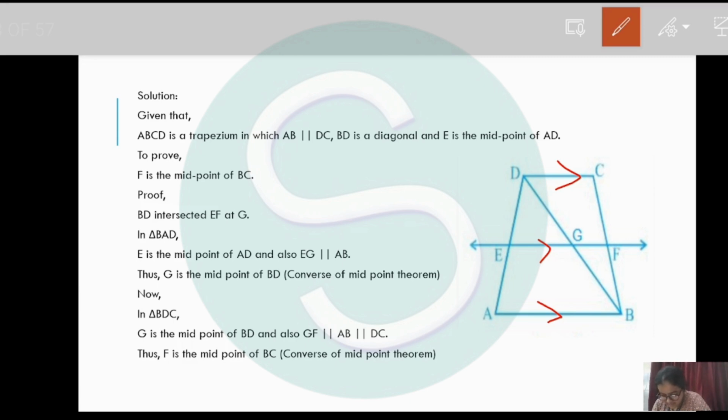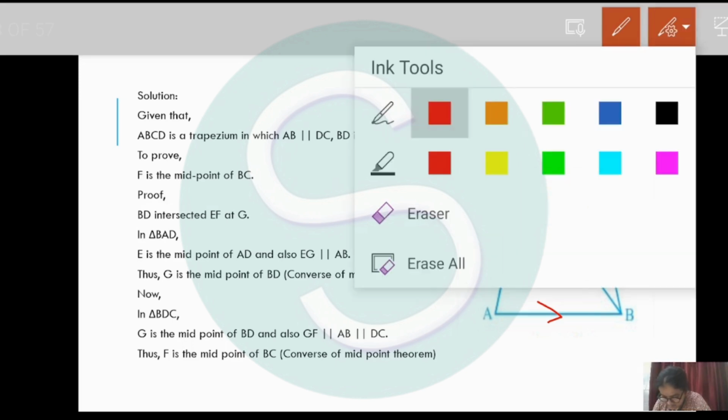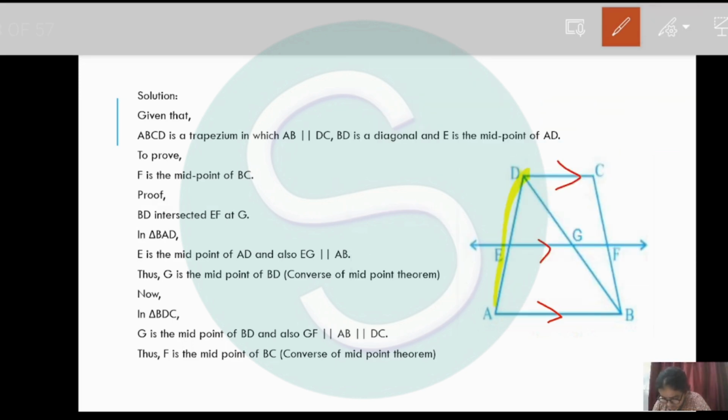So firstly we will consider triangle BAD. So in triangle BAD हमें ये given है that E is a midpoint of AD and EG is parallel to AB. So by converse of midpoint theorem we can say that G is also a midpoint of BD. So this implies that G is a midpoint of BD.